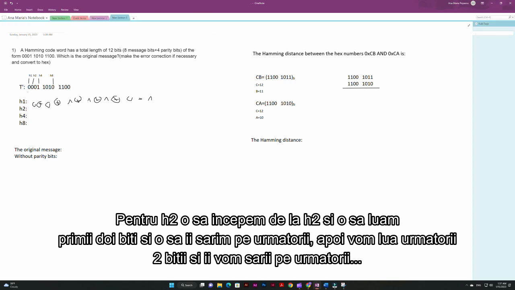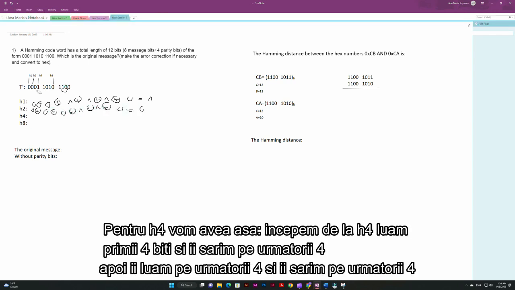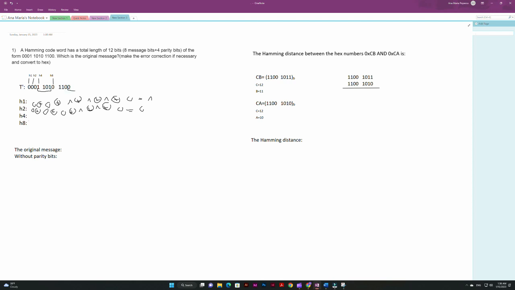we'll start from h2 and we'll take the first two numbers, and then we'll jump the next two numbers and take these two again and jump the next two numbers. H2 is 0, mod 0, mod 0, mod 1, mod 1, and mod 0, and this is 0. For h4, we'll have like this: we'll start from h4 and we'll take the first four numbers and jump the next four numbers, take this 0. So 1, mod 1, mod 0, mod 1, mod 0, and this is 1.